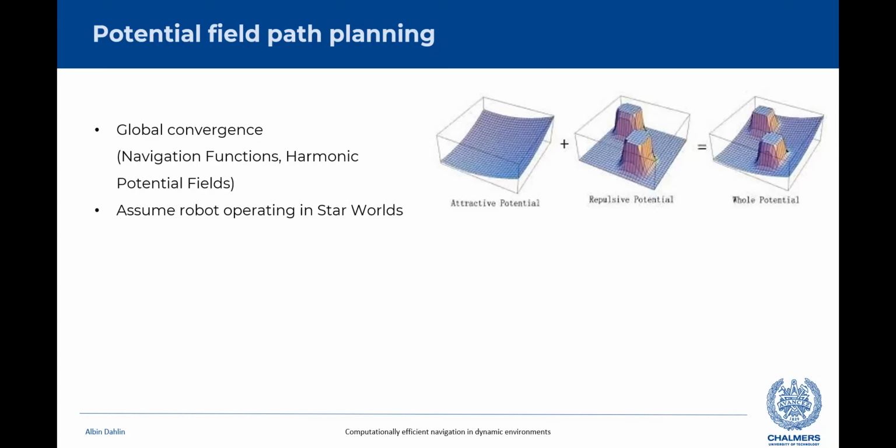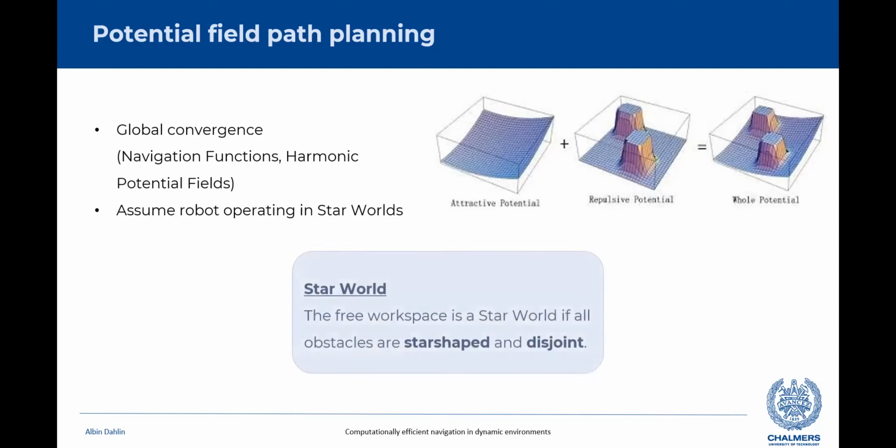These methods are very computationally efficient due to their closed form nature. And in contrast to the local nature of the MPC, there exist potential field methods which offer global convergence. But the convergence property is typically based on the assumption that the robot is operating in a star world. We have a star world if all obstacles are star-shaped and disjoint.